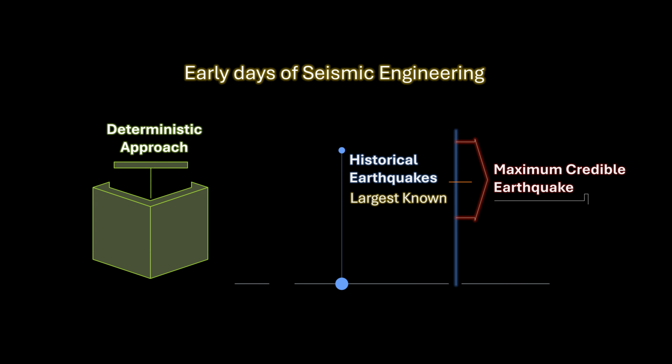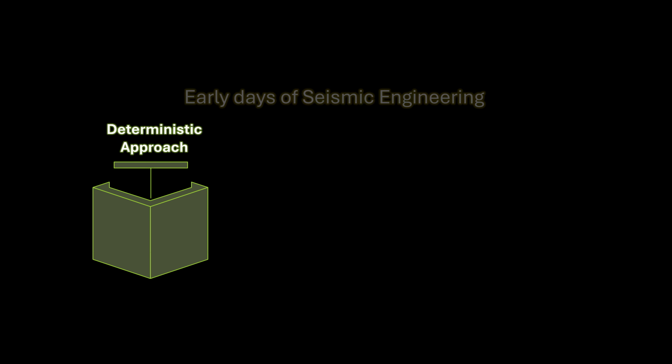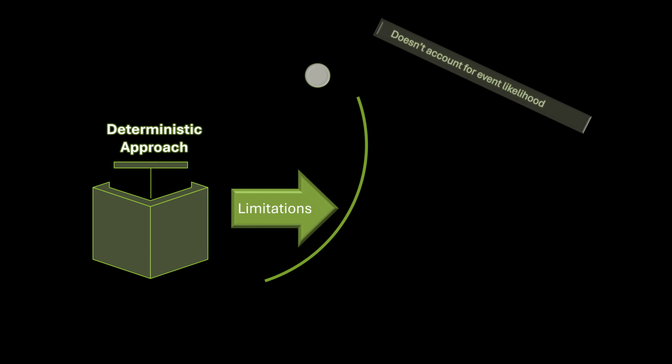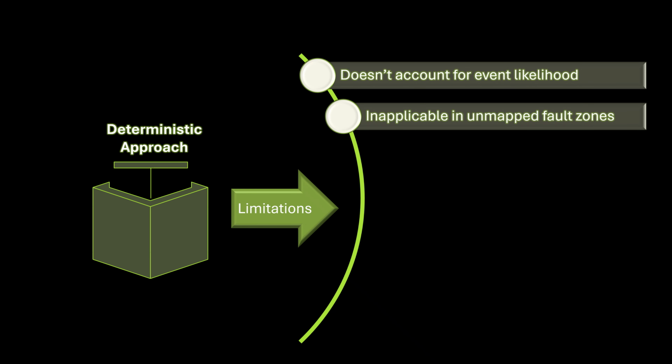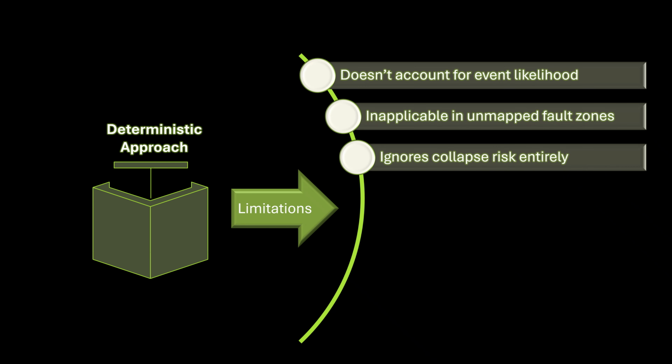While practical and grounded in observable geology, it had serious limitations. It did not account for the likelihood of that event actually taking place. Additionally, this approach was very limited when it came to addressing regions without well-studied faults. The other limitation with this approach is that the risk of collapse did not feature in this framework. It was assumed that if a structure could survive the big one, then that was good enough.